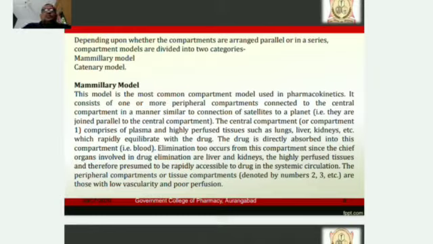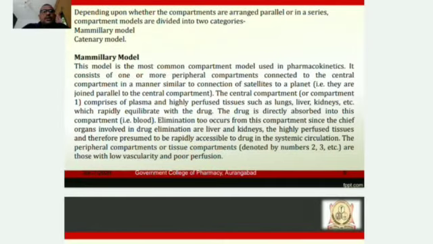The compartment models are classified into two types. One is the mammillary model and the second is the catenary model. The mammillary model is the most common model used in pharmacokinetics. It consists of one or more peripheral compartments connected to the central compartment in a manner similar to the connection of the satellite to the planet.